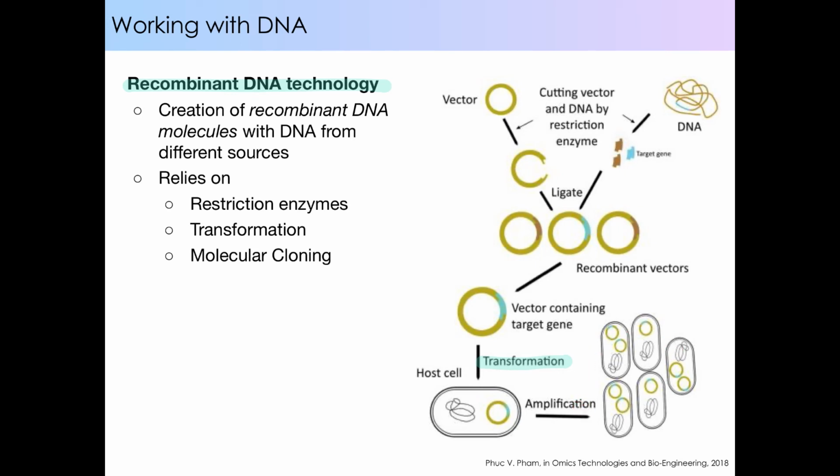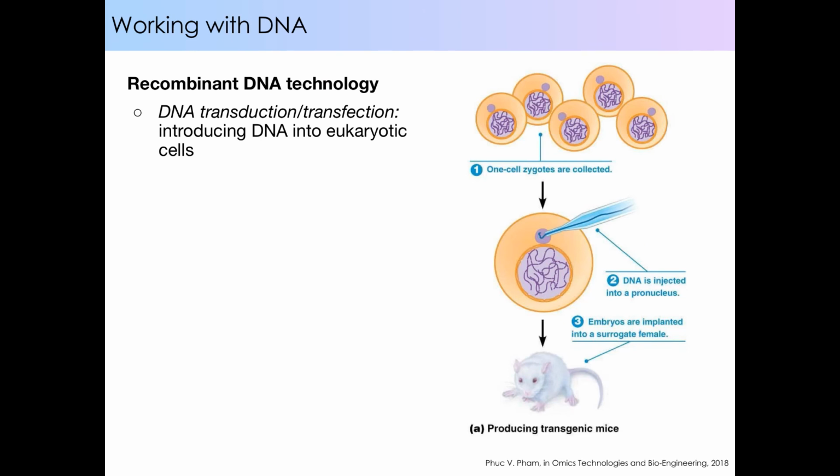And that process actually is known as molecular cloning, which is different from the cloning of organisms. These recombinant DNA molecules can then be isolated, the transgenes can be purified, and they can be introduced into eukaryotic cells using a number of different techniques like transduction or transfection, or by simply injection of the DNA molecule into a zygote.